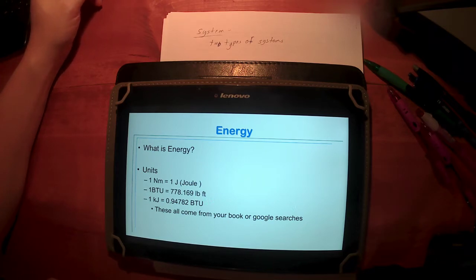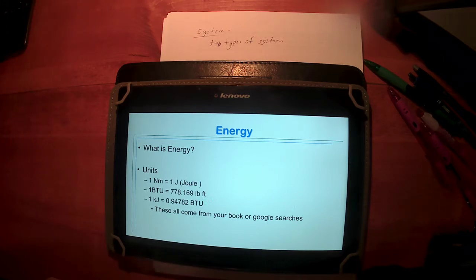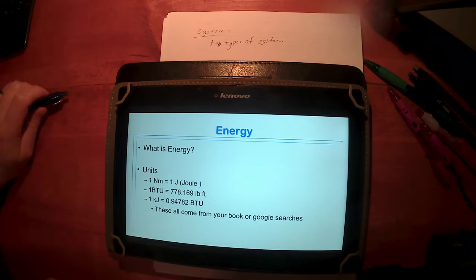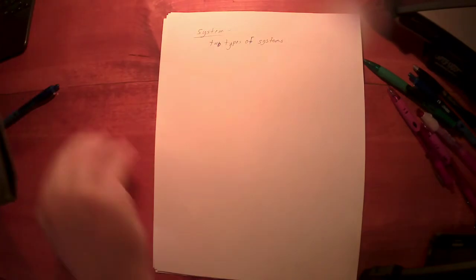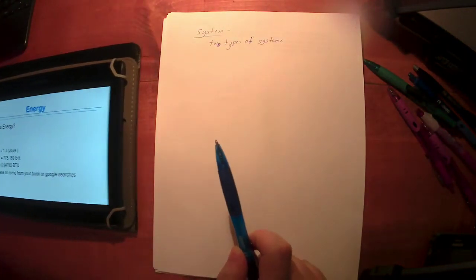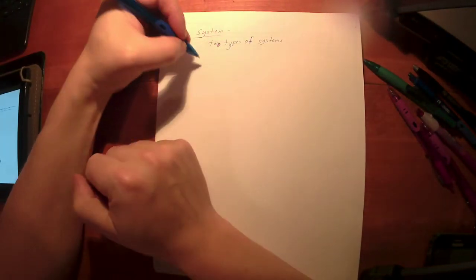Chapter 2 in your text, in the Cengel and Boles text, is an introduction to the first law of thermodynamics. As we mentioned last time, the first law of thermodynamics is the conservation of energy principle. So, if we're going to talk about energy and conservation of energy, we need to make sure we understand what is energy. Well, energy can take a number of forms, but it's one of the best definitions I've seen for energy.